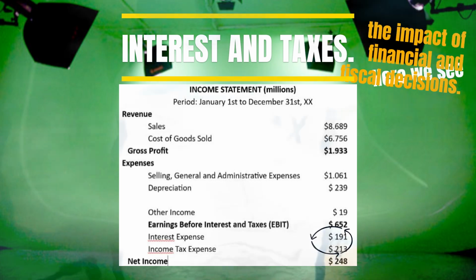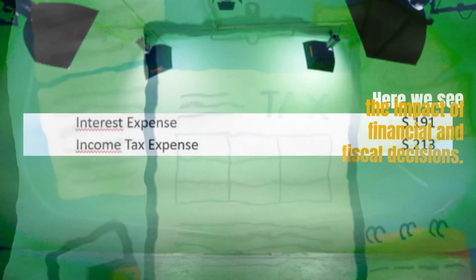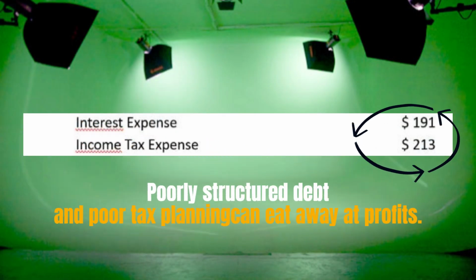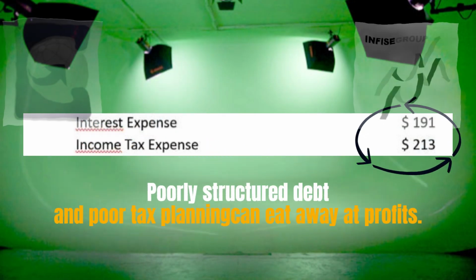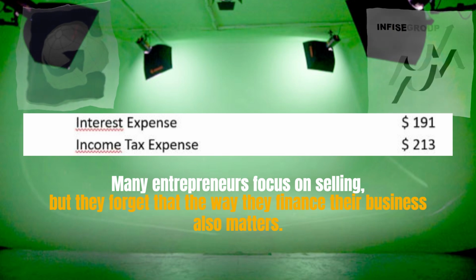Interest and taxes. Here we see the impact of financial and tax decisions. Poorly structured debt and bad tax planning can eat away at profits. Many entrepreneurs focus on selling, but forget that the way they finance their business also matters.